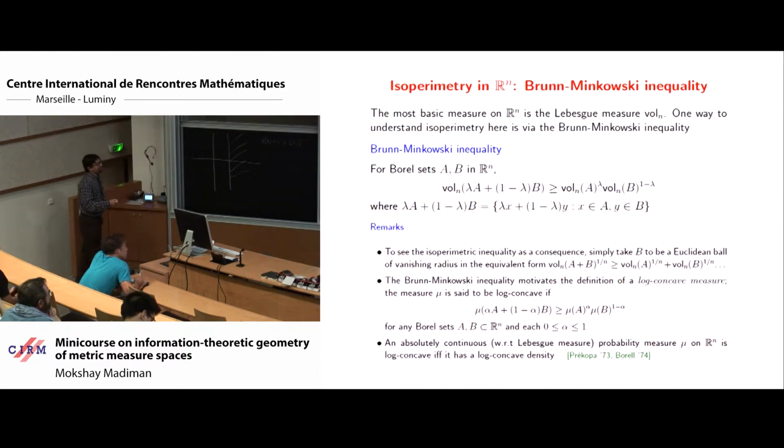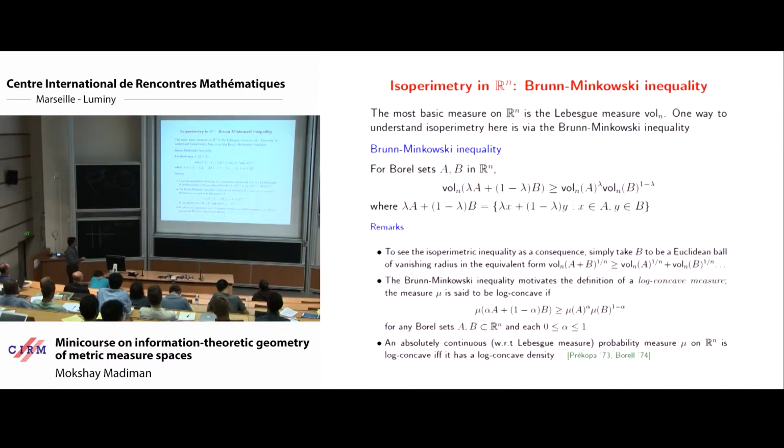And to see the isoperimetric inequality as a consequence, this takes a couple of minutes to see, but it's not hard. It turns out that this form of the Brunn-Minkowski inequality is equivalent to this form, and then in this form, if you take B to be a small multiple of the Euclidean ball, then this implies the isoperimetric inequality, which says that Euclidean balls are isoperimetric extremizers for Lebesgue measure.